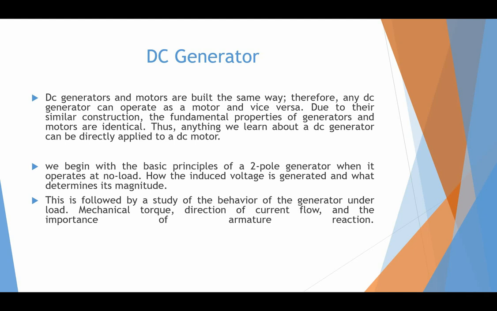So we begin our study with the basic principle of a two-pole generator when it operates at no load: how the voltage is generated and what determines its magnitude. After this, we are going to study the behavior of the generator under load and its mechanical torque, direction of current flow, and the importance of armature reaction.